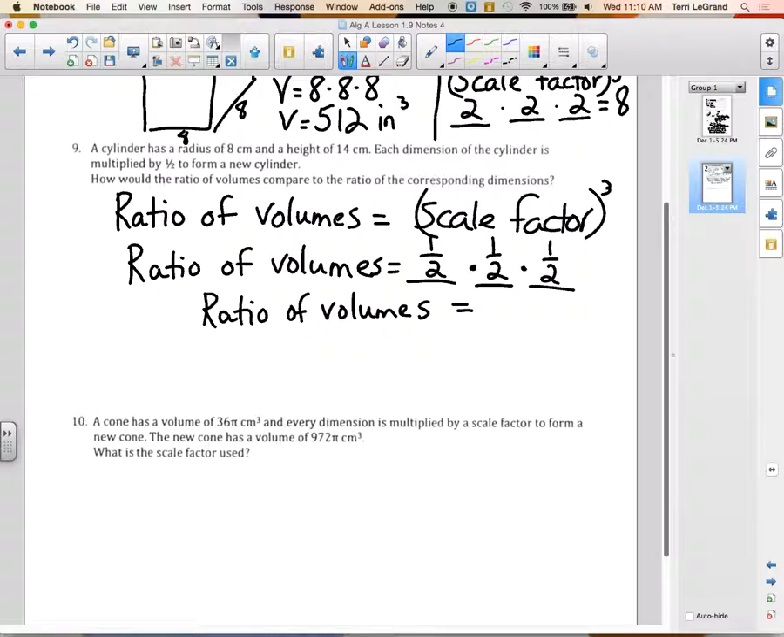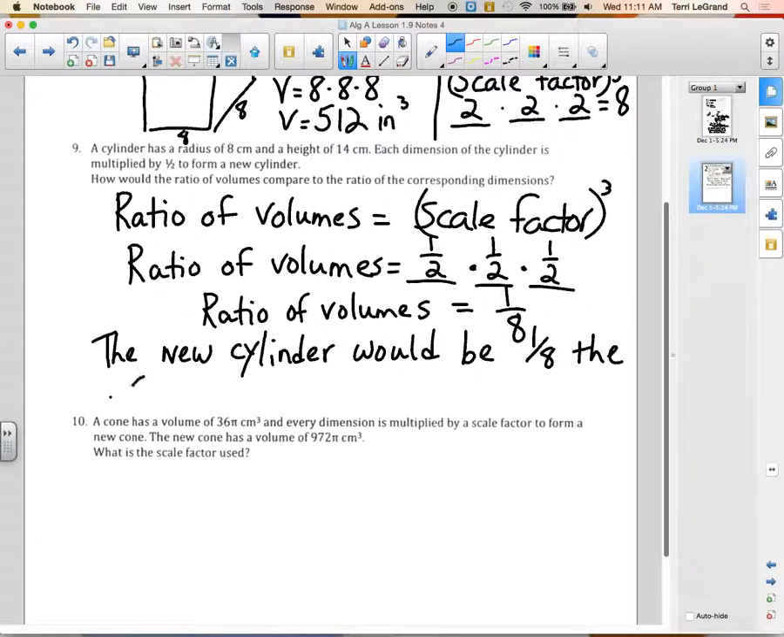what's a half times a half times a half? 1/8. 1 times 1 times 1 upstairs is 1. 2 times 2 times 2 downstairs is 8. Our ratio of volumes is 1/8. So here's what we're going to say instead of how it says, how would the ratio of volumes compare to the ratio of corresponding dimensions? We're going to say the new cylinder would be, how would it compare in size? How would the new cylinder? 1/8 smaller. It would be 1/8 the size.